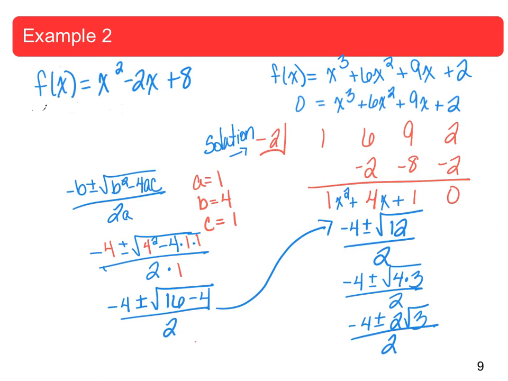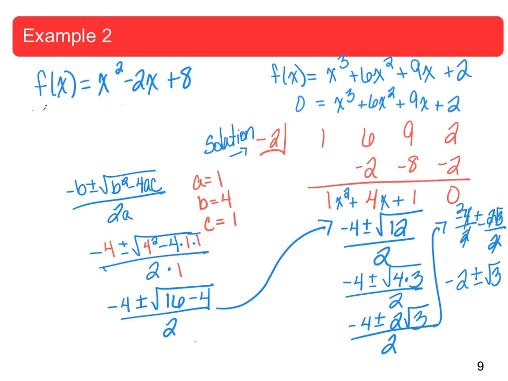Now I'm going to split that. So I've got negative 4 over 2 plus or minus 2 times the square root of 3 over 2. So my answer then is negative 2 plus or minus the square root of 3, because this cancels and this cancels. That's only 2 of my solutions.